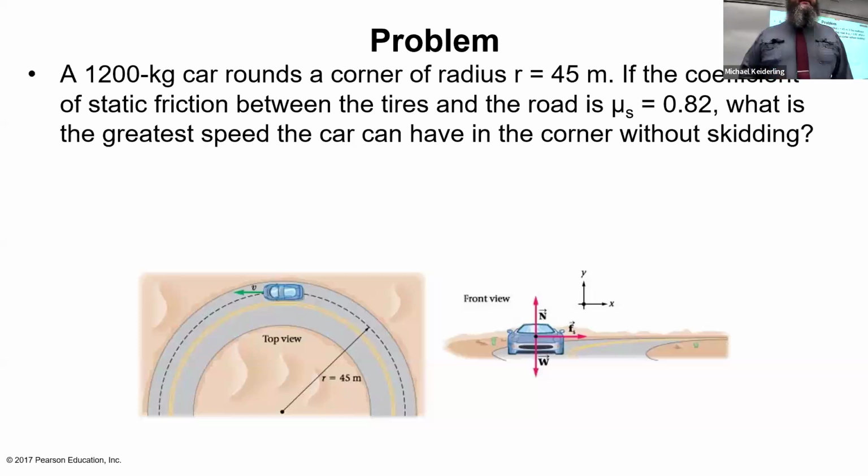So if you have a 1,200 kilogram car that rounds a corner of radius 45 meters, and the coefficient of static friction between the tire and the road is mu static, which is 0.82, what is the greatest speed the car can have in the corner without skidding?